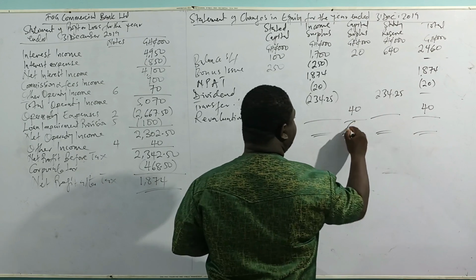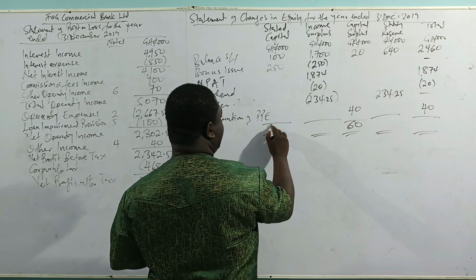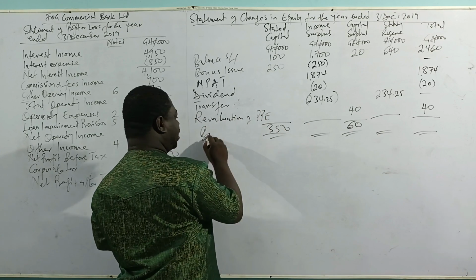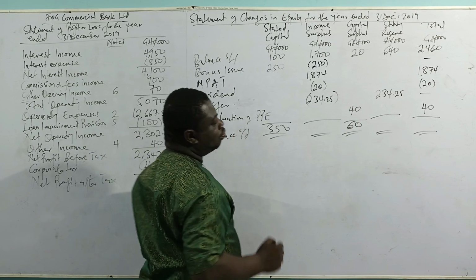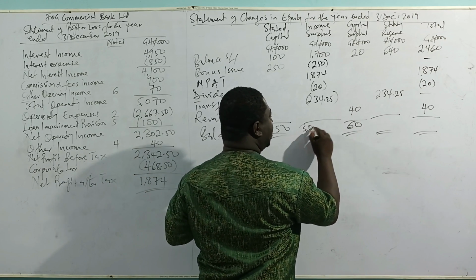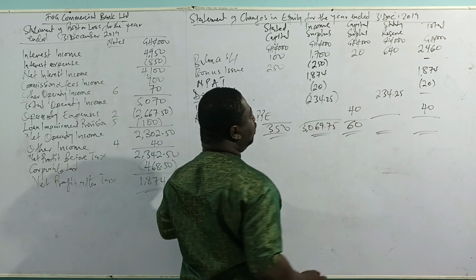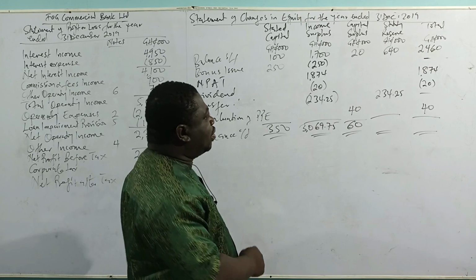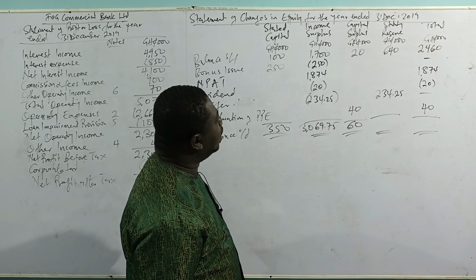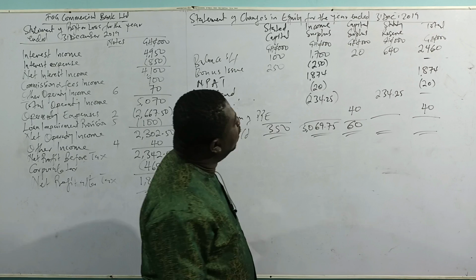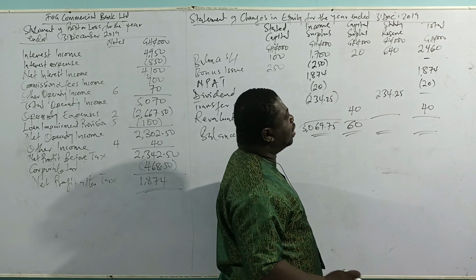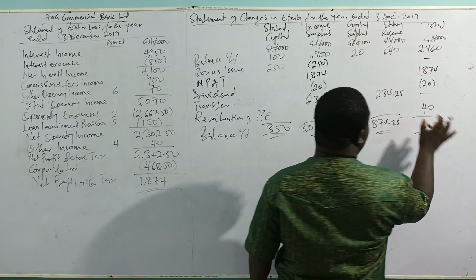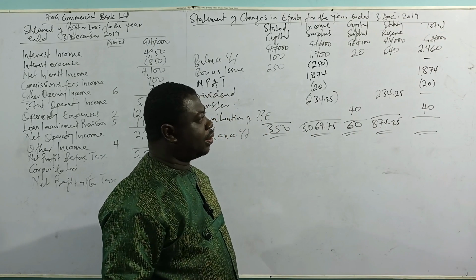Of course, capital surplus is 60, and then stated capital will be 350. The total balance for income surplus, so balance carried down for each of them, is 3,069.75. So it is this minus that plus this minus that minus that. 3,069.75. And then the total for the statutory reserve is 874.25.